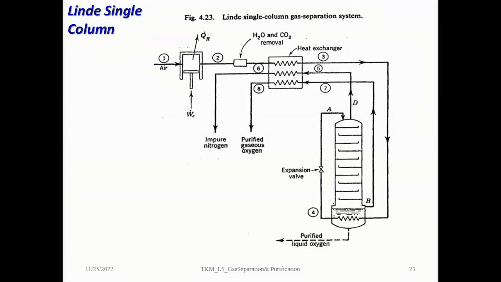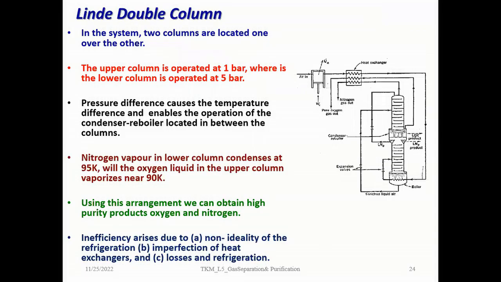In the Linde double column system, two columns are located one below the other. The upper column is operated at 1 bar lower pressure, and the lower column is operated at a pressure of 5 bar. This pressure difference causes the temperature difference and also enables the operation of the condenser reboiler located in between the columns. This is the condenser reboiler which is located in between.